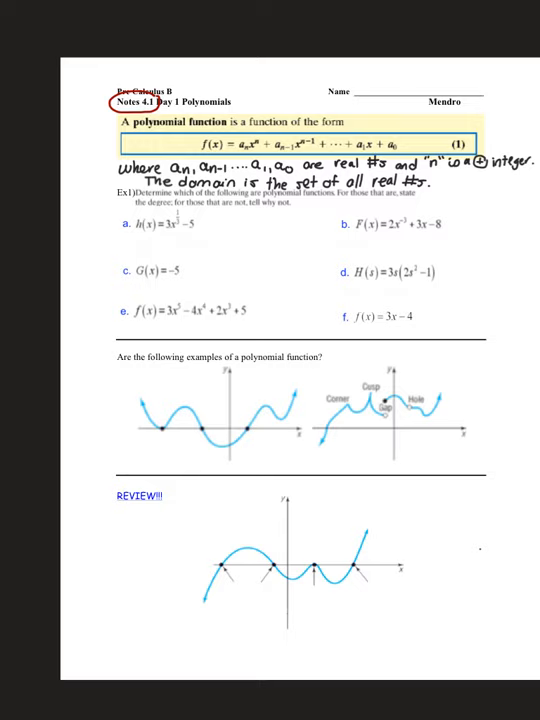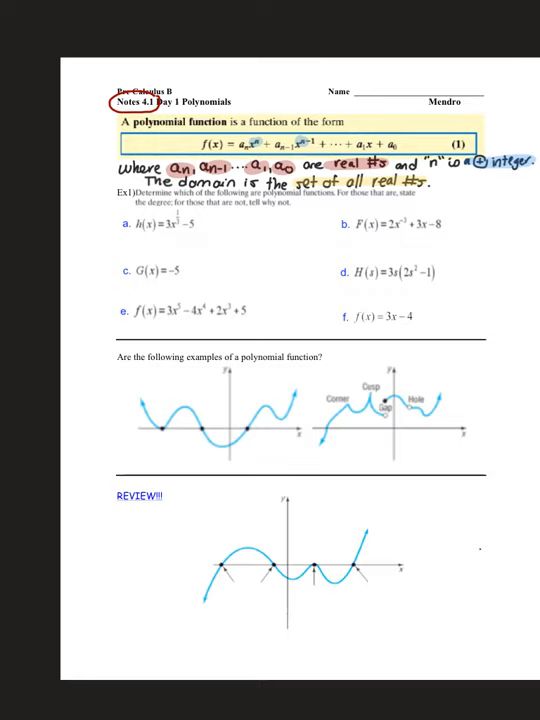etc., etc. The key to this function is understanding that the a sub n, these coefficients, must be real numbers, and the n value, specifically the n value in those exponents, has to be a positive integer. The domain of a polynomial function is the set of all real numbers.